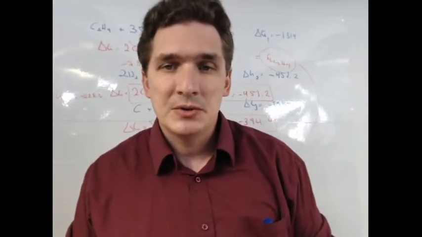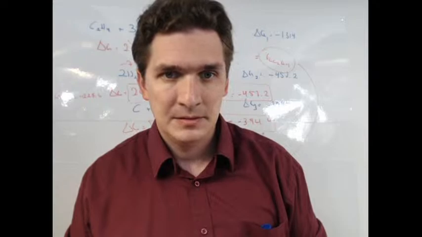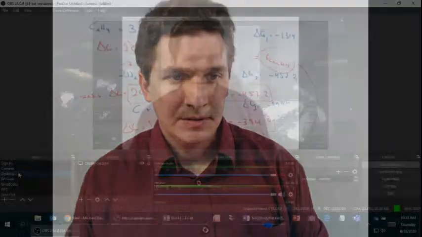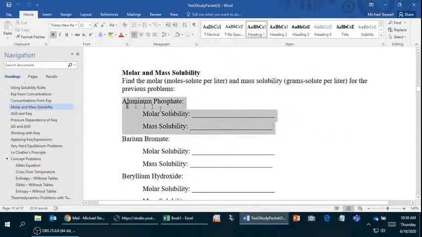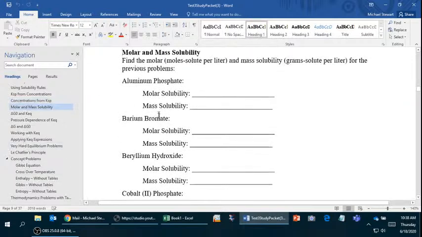Next question, molar mass and molar solubility problems, an example shown in the study packets. So let me bring back up the desktop. The thing to note with these types of problems, if you go back to the previous examples, concentrations from KSP, you see there's aluminum phosphate, barium bromate, beryllium hydroxide, and then it's asking you the exact same compounds, barium bromate, beryllium hydroxide. The reason being is that it breaks the concept into 2 steps. In order to figure out molar solubility and mass solubility, we have to do the previous example. So we have to figure out the concentrations of the different components.